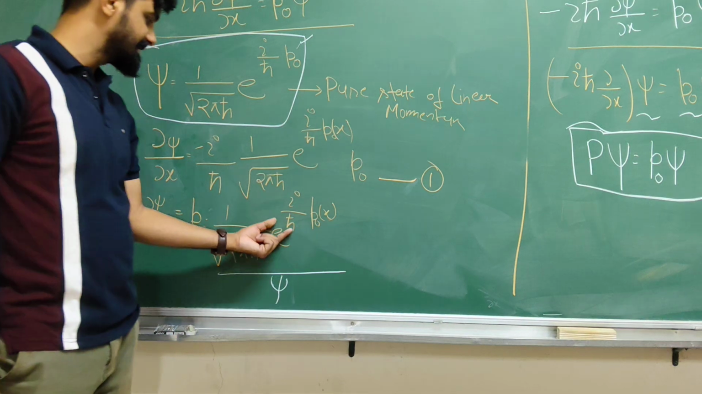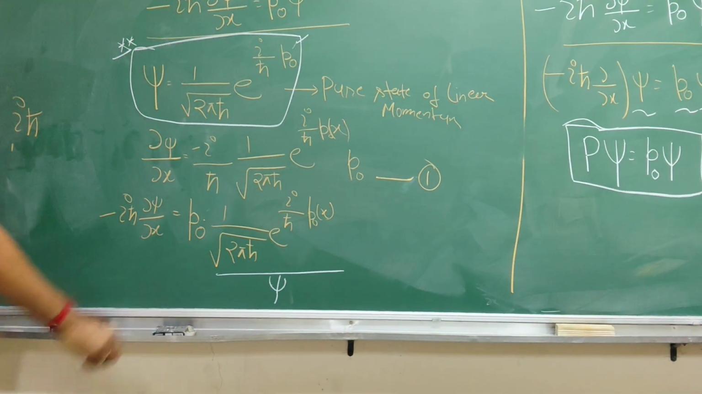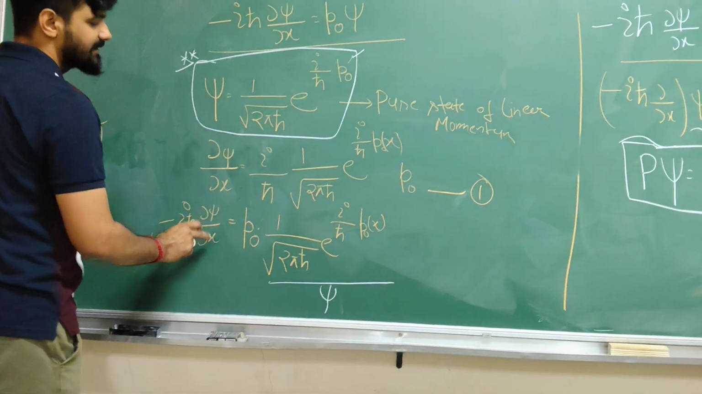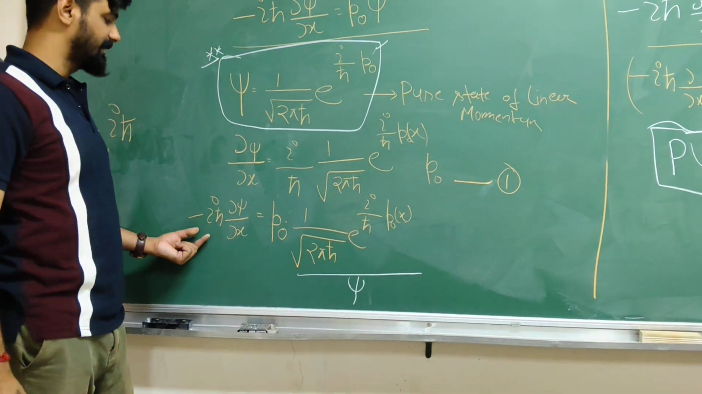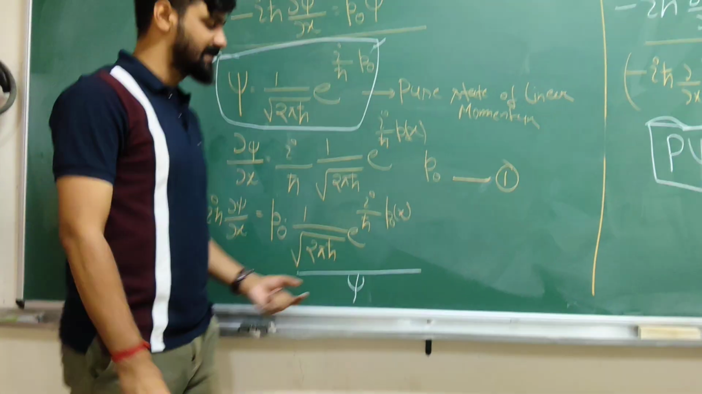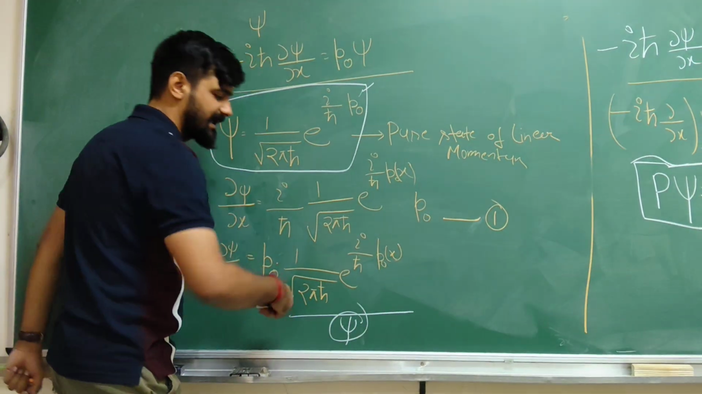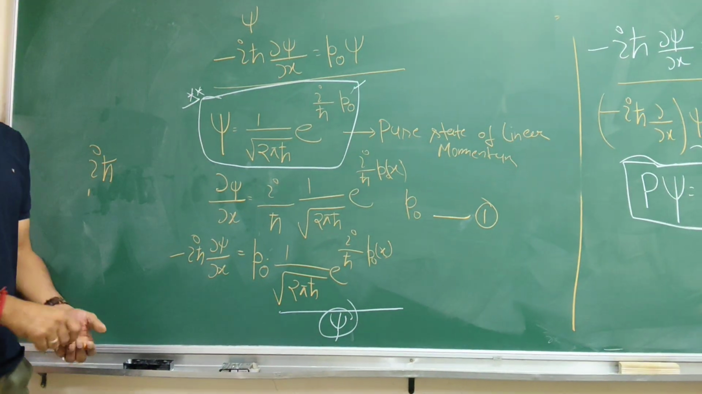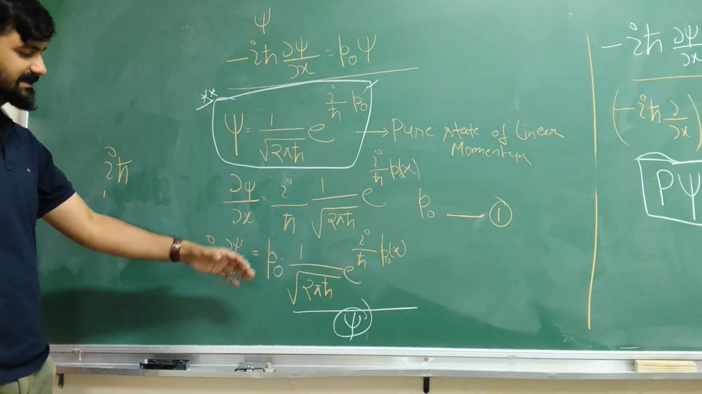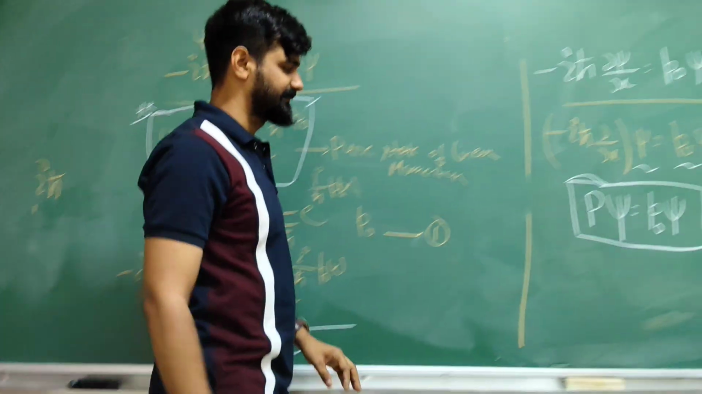Once you differentiate these things, you will be getting plus i by ħ. Then if you multiply with iħ, it will be negative on the left hand side and positive on the right, with the wave function you have assumed. Again, the expression will be the same as it is. So earlier the wave function was wrong, that's why you were confused about these things. Otherwise now the things are right.